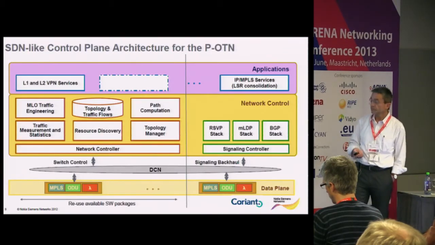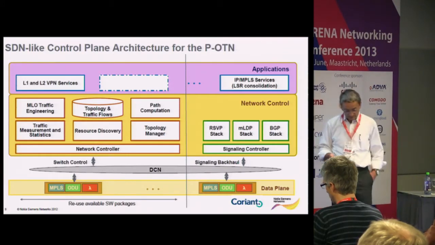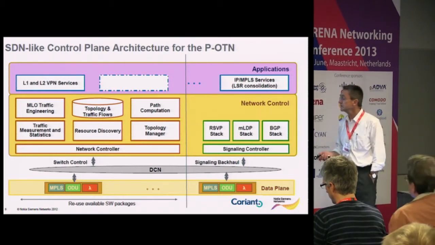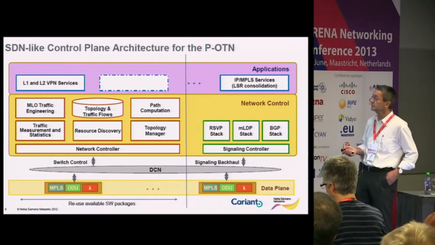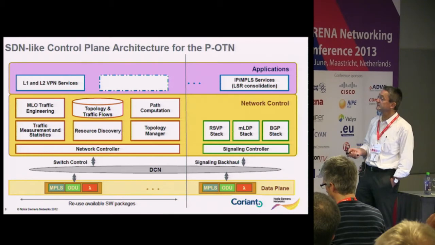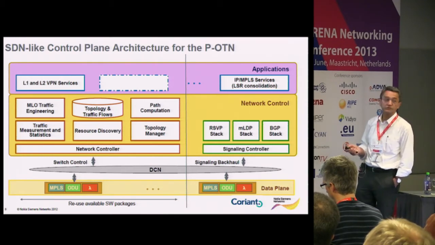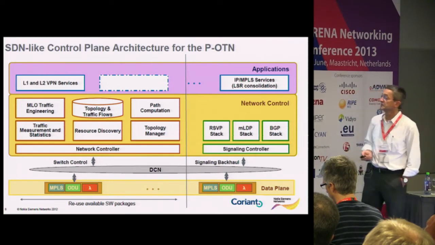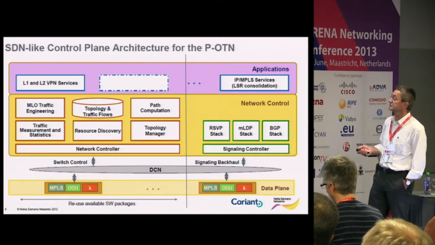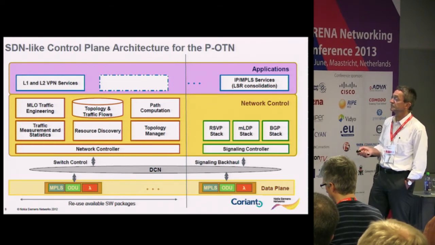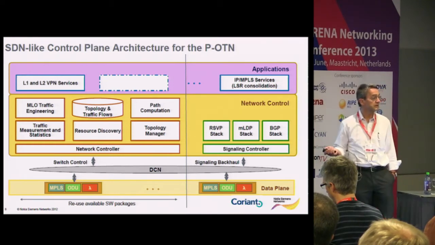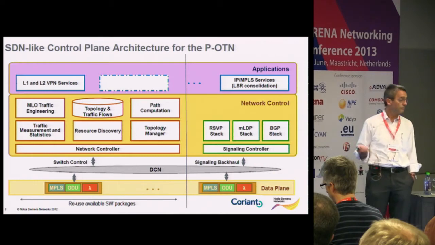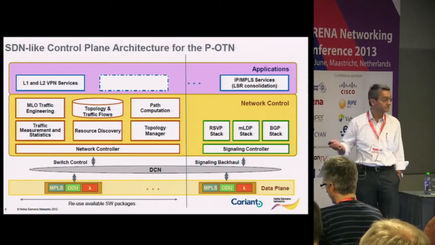If we look now into the controller architecture, you can see here two sides. The left-hand side, that is what you would build for transport anyway. And you have here a centralized controller with topology manager, the network controller, where you can also realize, of course, an OpenFlow interface, which we haven't done yet.